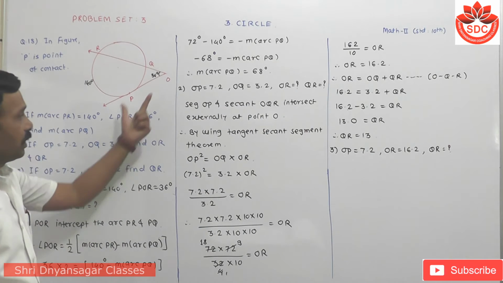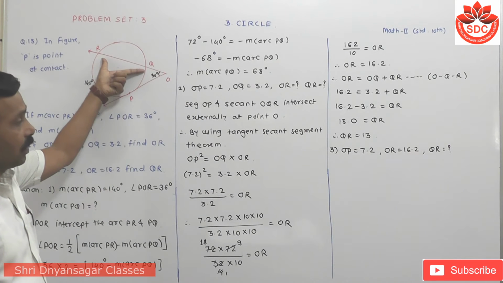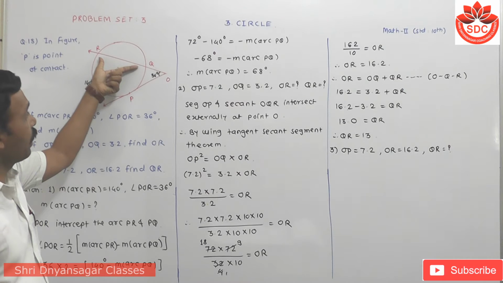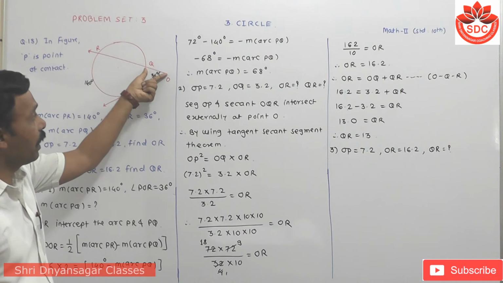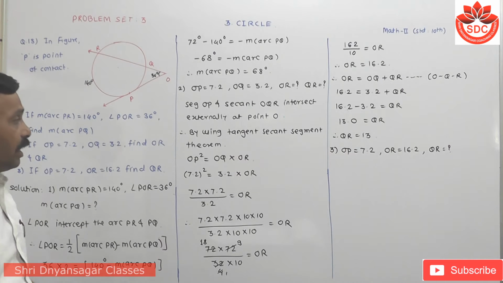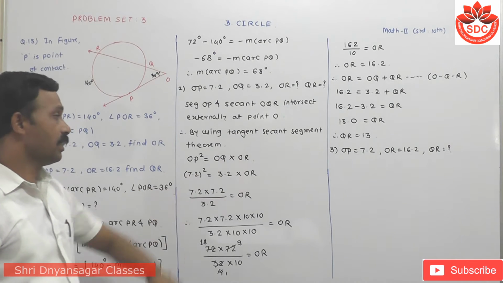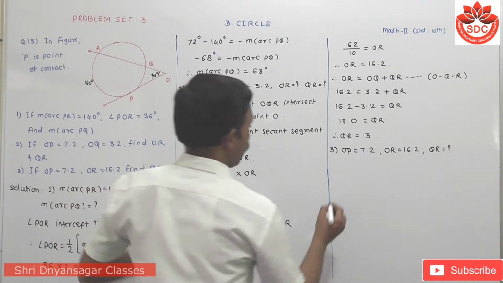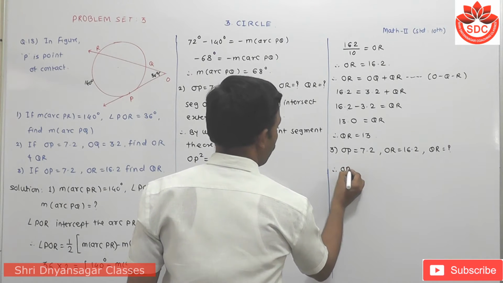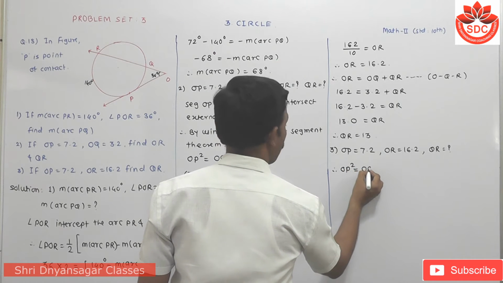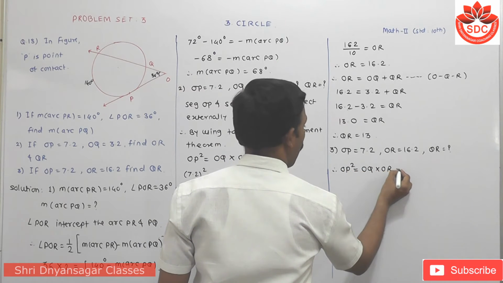Now look here, OP is given, OR is given, we have to find out QR again. First we have to find OQ. How to find? Again by using the tangent secant segment theorem. By using this theorem we write OP square is equal to OQ into OR.